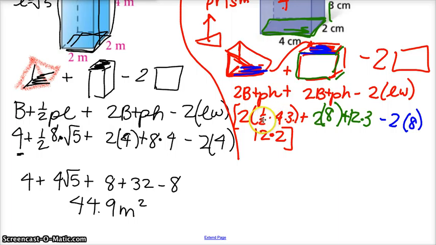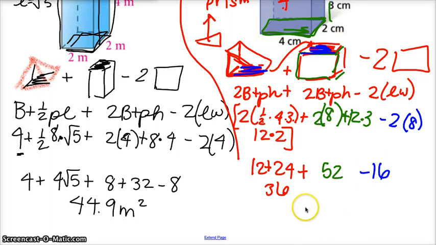Half of 12 is 6. 6 times 2 is 12. So 12 plus, that's 24. So 36. And I'm going to add it to this other one over here. And then I'm going to subtract those 2 rectangles, which is 16. Assuming I did all my math correct, I ended up with 72 centimeters squared.